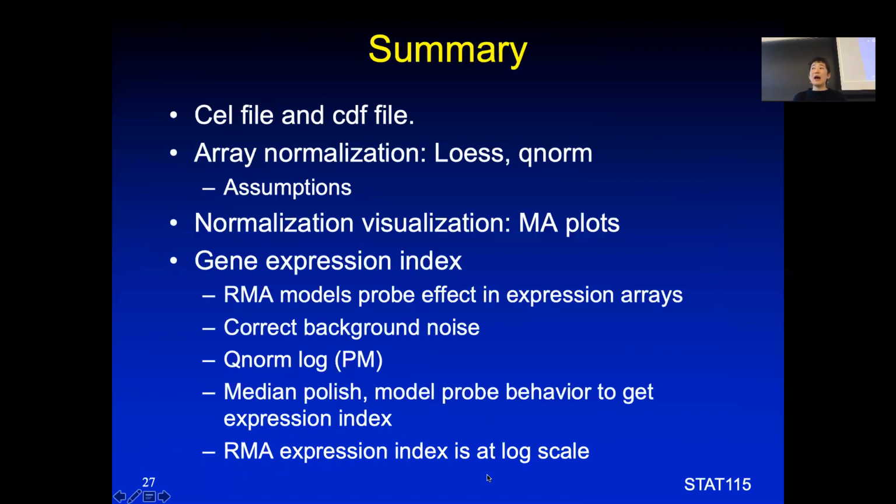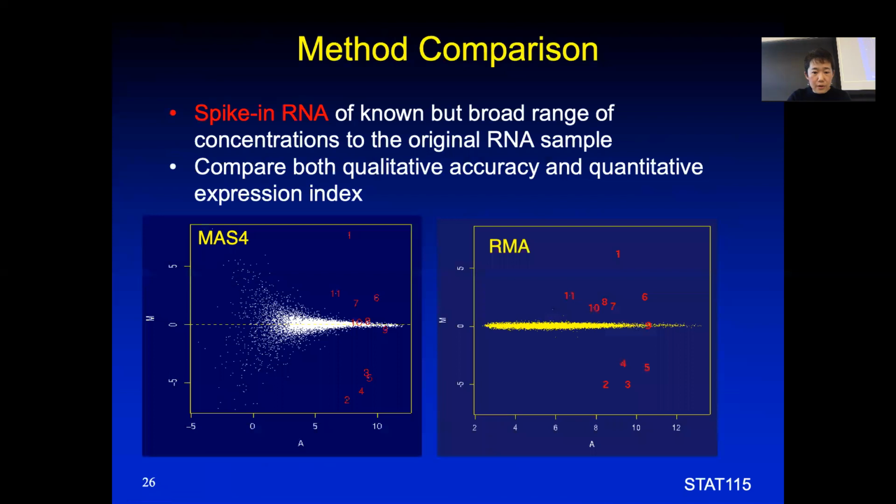And at the end, you will get an expression index, and that is on the log scale. So if you look at the levels, you can see here, this is the MAS4 value. You can see there are some expression indexes that are negative, and then there's like a 10. But for RMA, usually the expression level you get is between like 5 to 12 or something like that. So a lot of these very low values are just genes not expressed at all. So usually below 5, you expect it's not expressed.